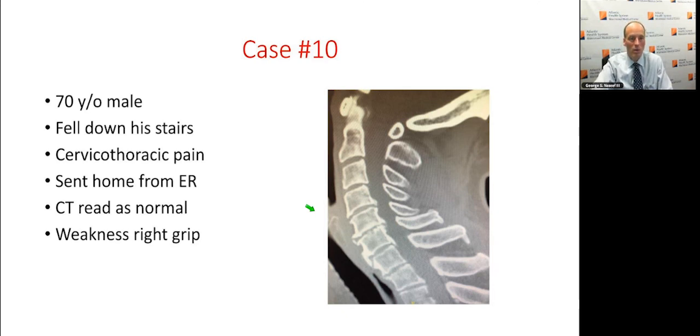He was seen in our ER, was sent home. The CAT scan was read as normal, but he had weakness in his hand, and they still sent him home. They didn't consult anyone from orthopedics or spine or neurosurgery. If you look carefully, all these vertebral bodies look like squares. And then this one here is crunched down just a little bit. It's a little asymmetrical. So he came into the office.